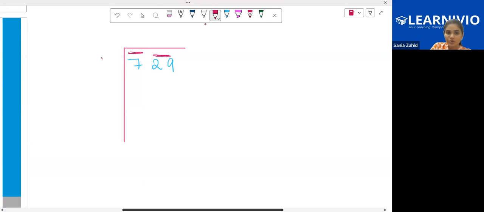So can I write 2 into 2 gives me 4? Yes, because 4 is a perfect square of 2. So I will write 2 into 2 gives me 4. Now what is left? 3 is left. 7 minus 4 gives you 3. Now what I will do, I will double this digit. Just double this number. So what is 2 plus 2? 4. So write 4 over here.